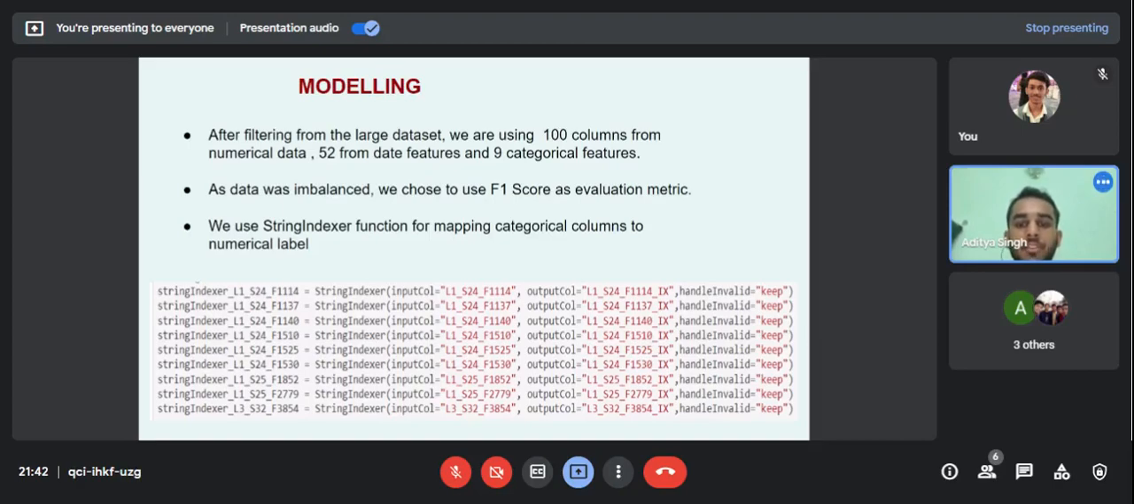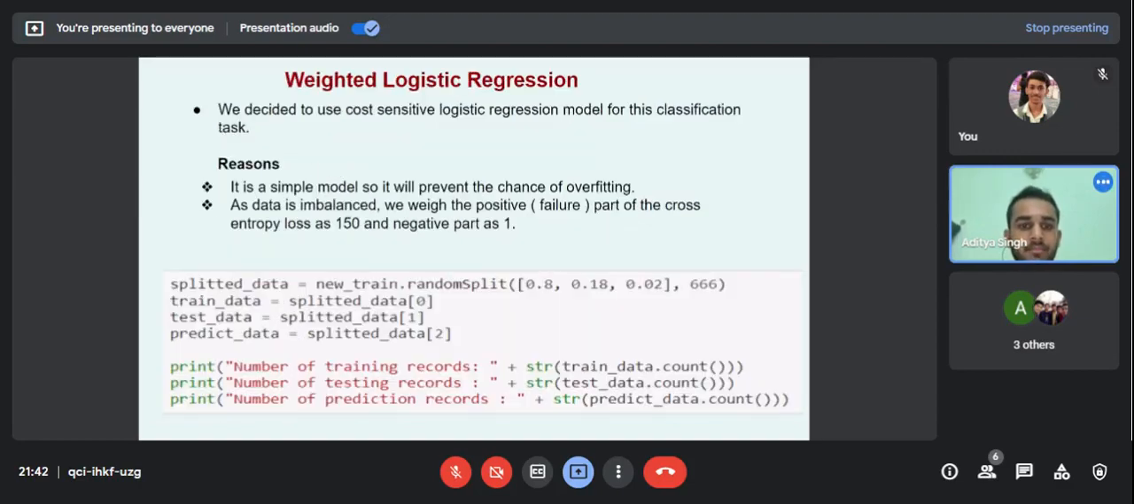The first step that we take in this pursuit is to choose a relevant evaluation metric. Hence, we have chosen the F1 score as our evaluation metric. We have justified our choice in the upcoming slides. Additionally, we also use the string indexer function for mapping categorical columns to numerical labels.